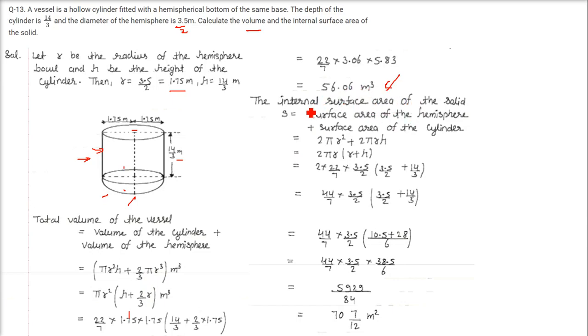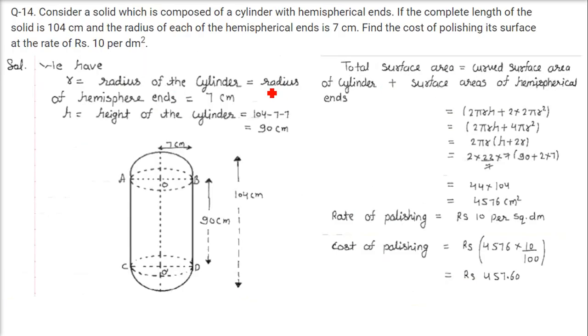It is going to be 56.06. When it comes to internal surface area of the solid, it will be surface area of the hemisphere plus the surface area of the cylinder. That is, surface area of the hemisphere part is 2 pi r square. Surface area of this cylinder will be 2 pi r h. So just add them, because we know the radius is 3.5 by 2, 1.75, and height of the cylinder is 14 by 3. It is going to be 77 by 12. The calculation is in front of you.